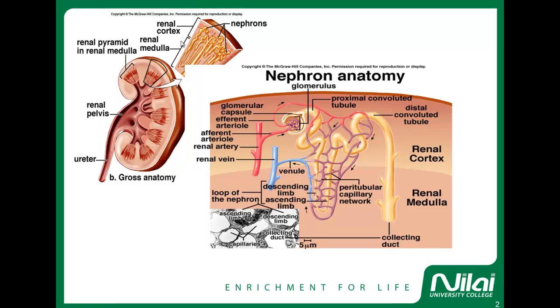You can see the glomerular capsule, afferent arteriole. Let's go through here. Then next to venule, arteriole, renal artery, renal vein, venule, proximal convoluted tubule, distal convoluted tubule, glomerulus is inside tubule, the renal cortex, renal medulla, collecting duct. You can see here the upper section. Descending limb, capillaries.